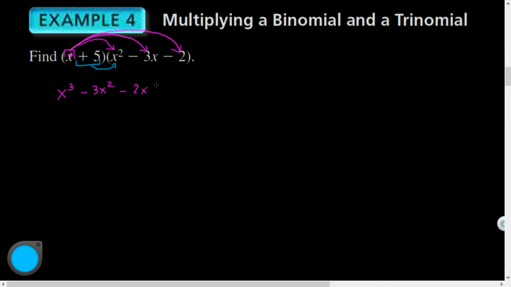So 5 times x squared, what is that? Yeah, let's have Austin give us one. What do you think about 5 times negative 3x? You have a guess? 5 times negative 3x. I agree. And then lastly, let's have Tyler. What is 5 times the negative 2? Think. Negative 10. Yep.